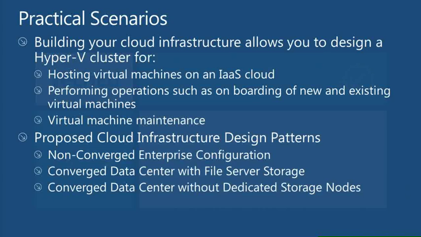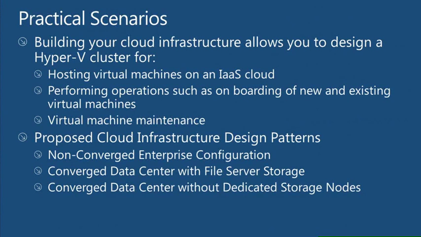So let's look at some of the scenarios. When we're building our cloud infrastructure using the platform technologies, we can design the Hyper-V cluster to host VMs in an IaaS cloud. We can perform operations such as onboarding new and moving existing virtual machines. Because remember, when we talk about cloud, we're talking about the decoupling of the services from the hardware infrastructure. So the machines are going to be very mobile throughout the cloud infrastructure, and of course, virtual machine maintenance.